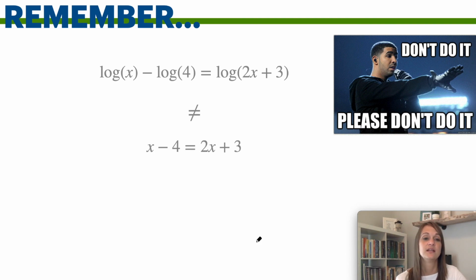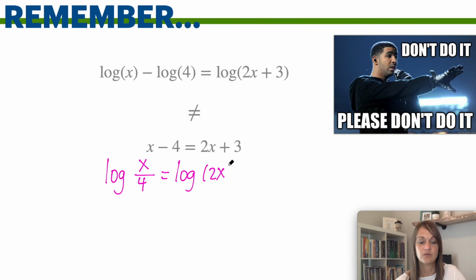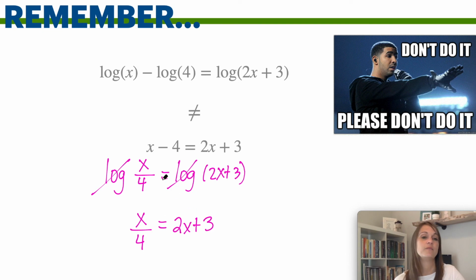Please remember also, the log of a number minus log of a number equal to log of a number. You cannot just cancel out the logs. You first have to condense the logs. Subtraction means you can divide those functions, equal to log of 2x plus 3. Now you may cancel the logs to give you something that you can solve, but please do not cancel the logs until they are condensed into one log on the left and one log on the right.